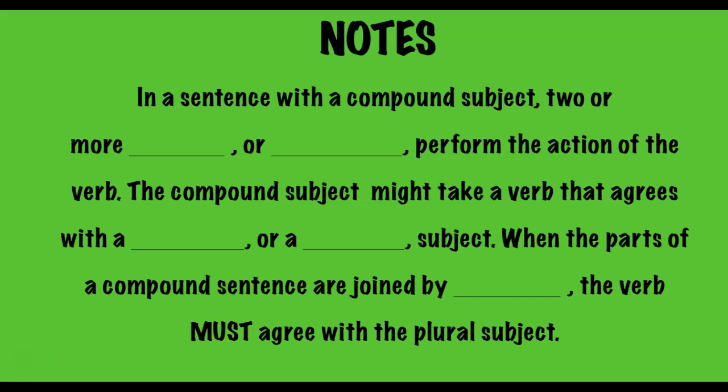A compound subject has two or more nouns or pronouns that perform the action of the verb. The compound subject might take a verb that agrees with a singular or a plural subject. When the parts of the compound subject are joined by and, the verb must agree with the plural subject. Remember, compound sentences are when we started talking about conjunctions, your FANBOYS. But if that compound subject is joined by and, then your verb must agree with the plural subject. So make sure you're looking for that and.